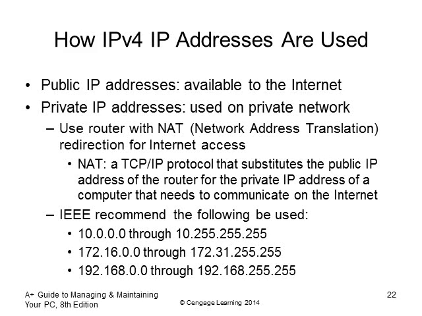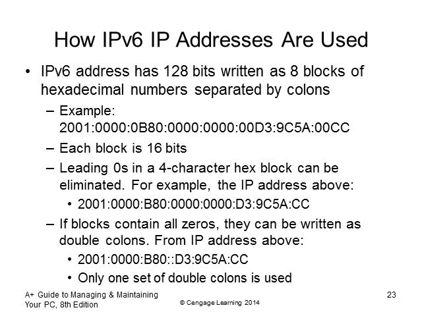IEEE recommends that the following are used for private IP addresses: 10.0.0.0 through 10.255.255.255, and then there's another range that starts with 172 and another range that starts with 192.